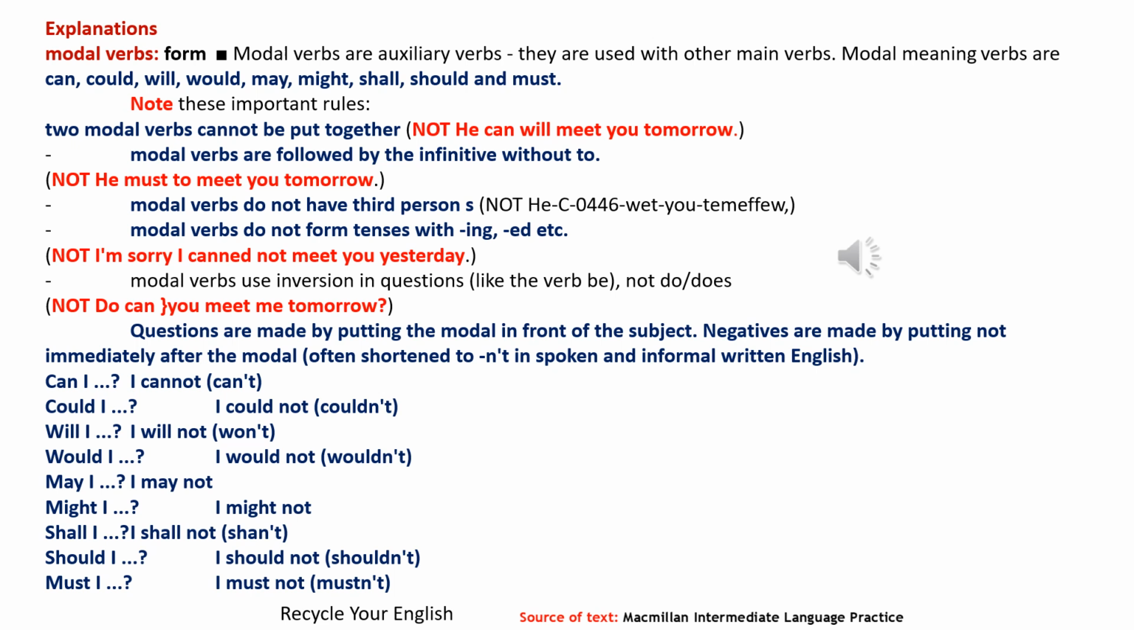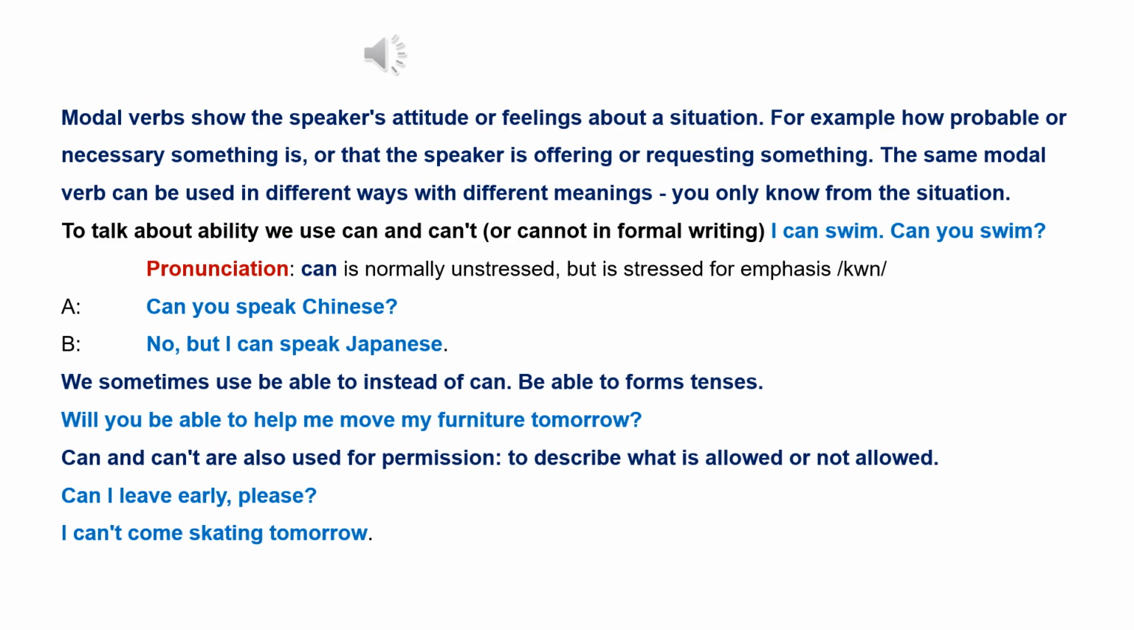Can I? I cannot, can't. Could I? I could not, couldn't. Will I? I will not, won't. Would I? I would not, wouldn't. May I? I may not. Might I? I might not. Shall I? I shall not, shan't. Should I? I should not, shouldn't. Must I? I must not, mustn't.